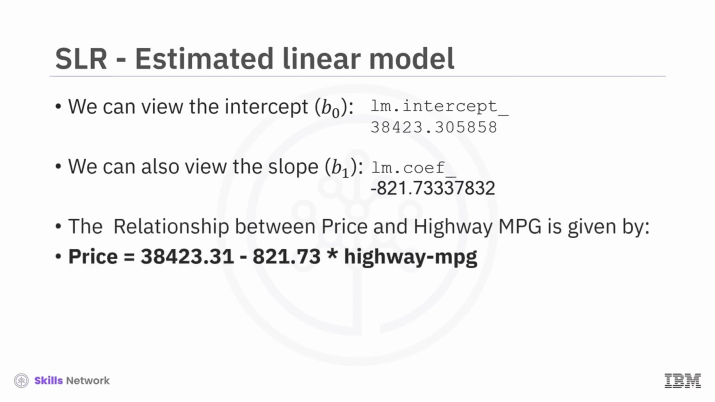The relationship between price and highway miles per gallon is given by this equation in bold. Price equals 38,423.31 minus 821.73 times highway miles per gallon. Like the equation we discussed before.